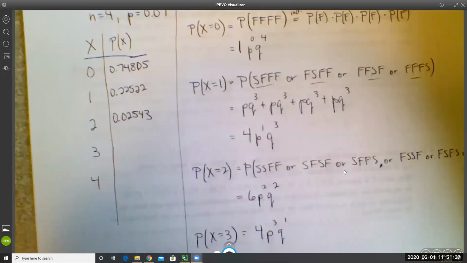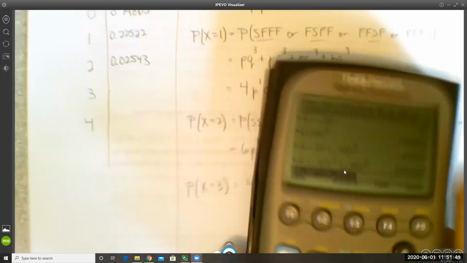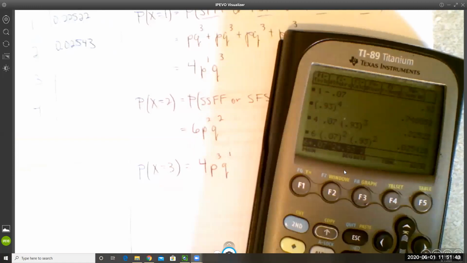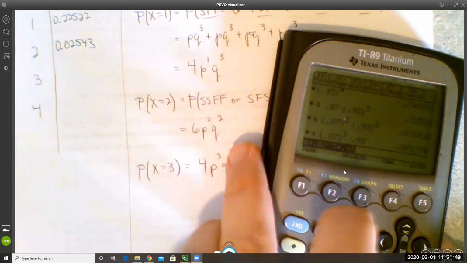So anyway, we should see what number that is. That's 4 times 0.07 cubed times 0.93 to the first. That's 0.00128.